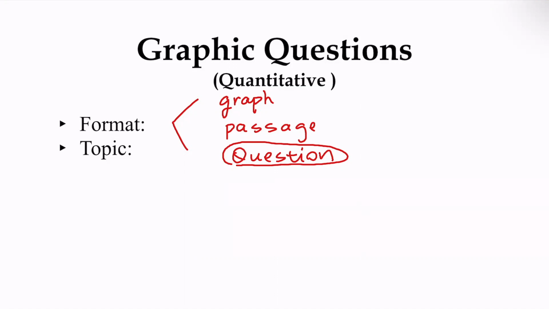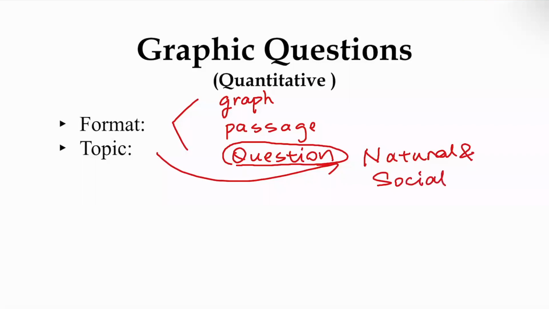So for this topic, you're going to write something like natural or social science. For natural science, it could be biology, the most popular one, botany, chemistry, physics, astronomy. And for social science, they could ask you about business, economy, psychology, anthropology, and so on. So these are the possible topics you will see when there is a graphic question attached.